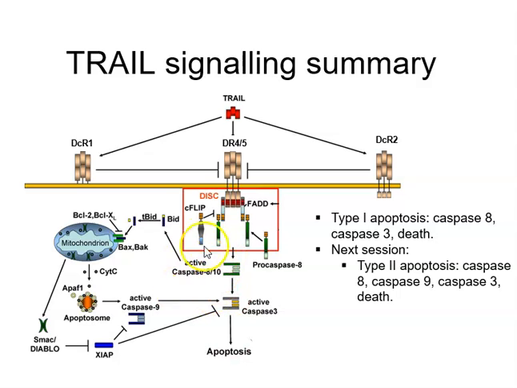apoptosis. Active caspase 8 will also cleave BID into tBID, truncated BID, and as we'll find out in the next session, that will translocate to the mitochondria and encourage both cytochrome C and caspase 9 to come out of the mitochondria, and I'll cover this in more detail next time. That will form active caspase 9, that itself will activate caspase 3, and that will drive apoptosis. And these are just some extra control mechanisms that are in place to regulate the process.